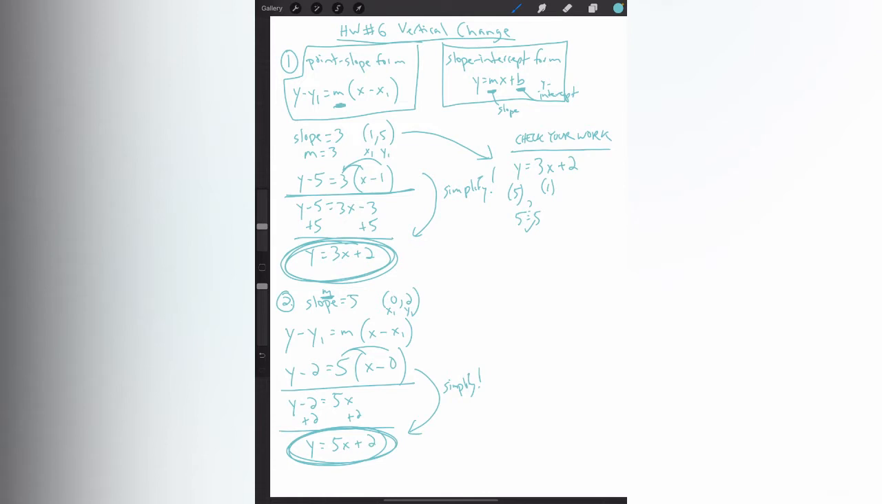All right, so now that we've gotten this far, I'm going to check my work. Check your work. I'm going to put my original equation in here. y is equal to 5x plus 2, and I can substitute in 0 for x and 2 for y to see if that works. 5 times 0 is 0, plus 2 is 2. Is 2 equal to 2? Yes, it is. So this equation down here, I know is correct.